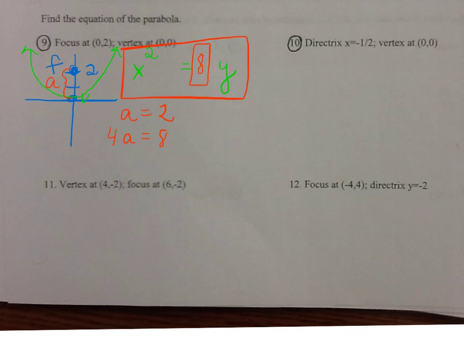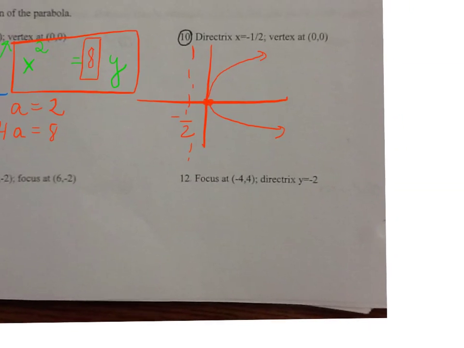Look at number 10 here. Directrix is the line x equals negative a half. So x equals negative a half, vertical line. Okay, vertex at 0, 0 again, that's nice. So if the directrix is to the left, this one must be pointing right. So when I start my equation for this one, I'm going to say something like y squared, because it's pointing right, equals positive something x. And I've got to figure out what goes in front of that x.